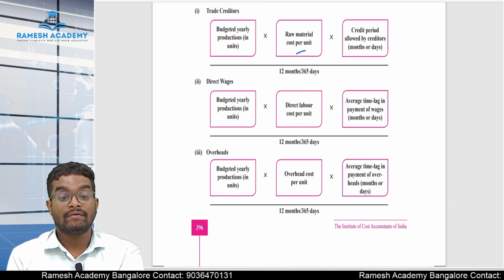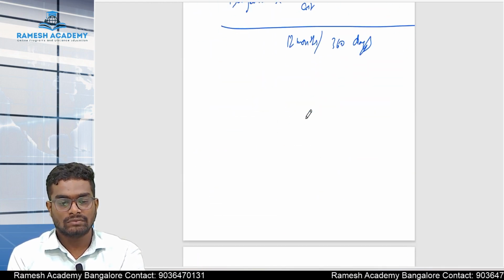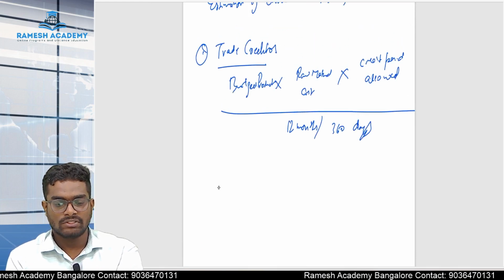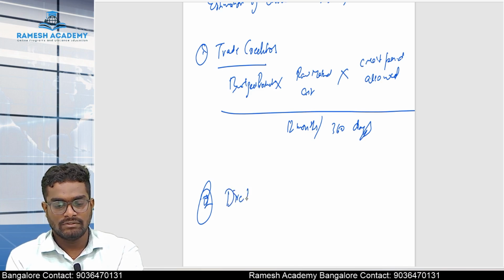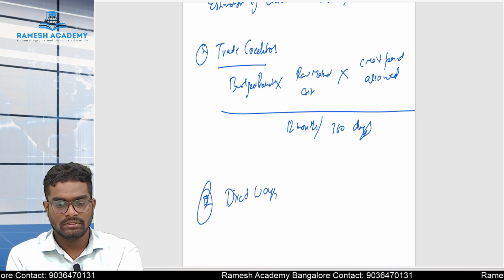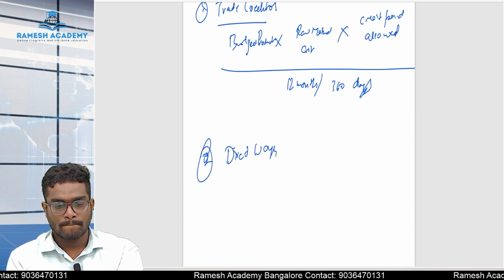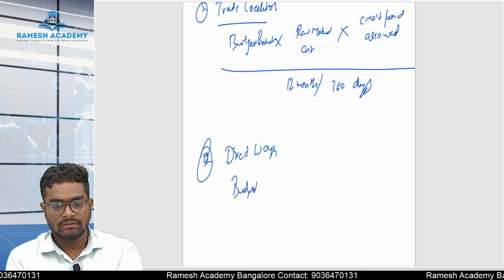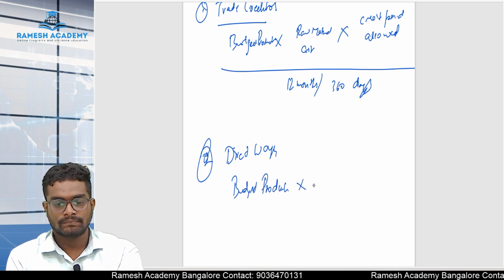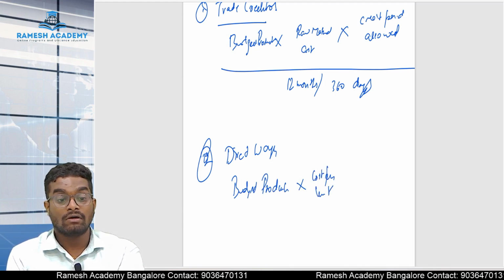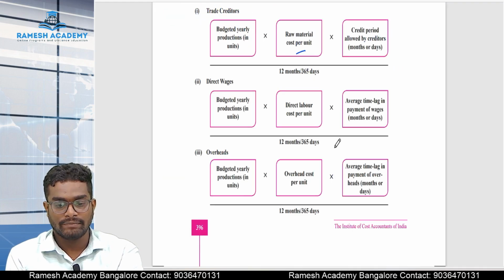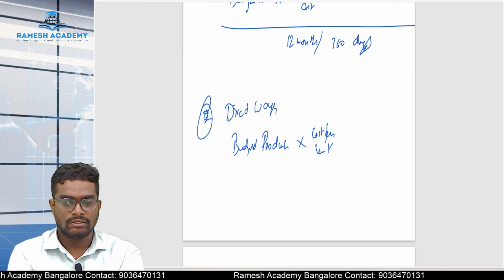Next, direct wages or overhead. Here we can make two formulas, or one. I will make two instead of one, as it will be easy to understand. So direct wages means budgeted production into cost per unit, which means direct wages paid per unit. See, direct labor paid per unit. So I also put it like that.